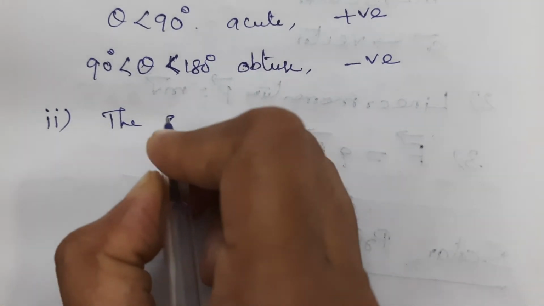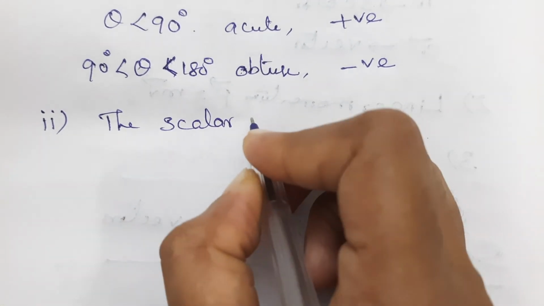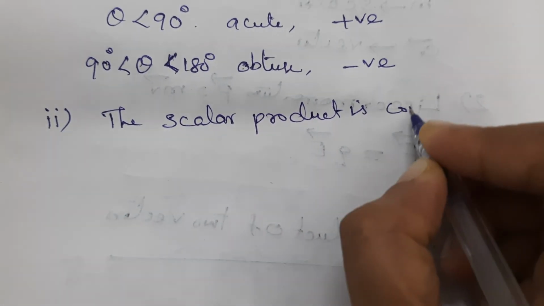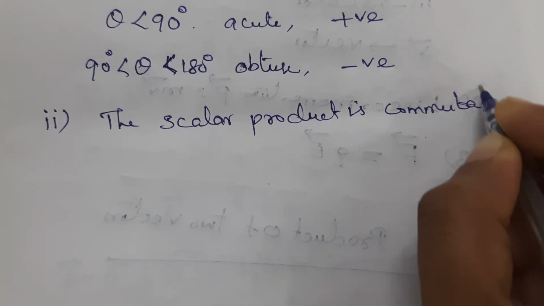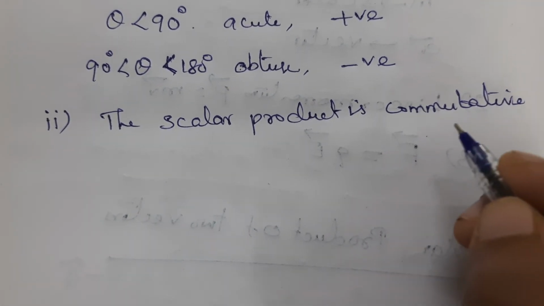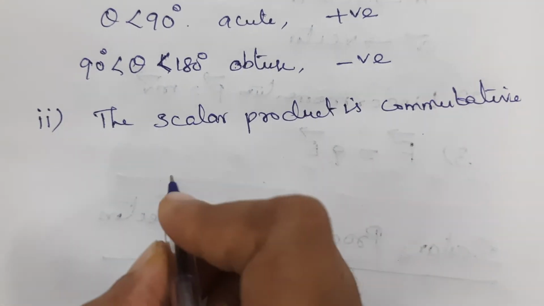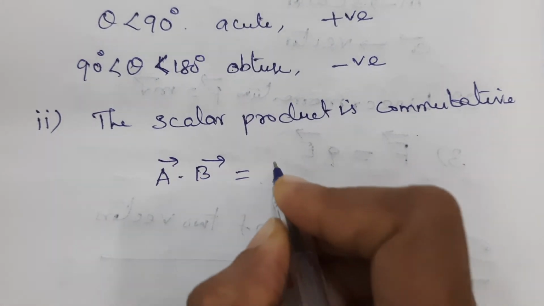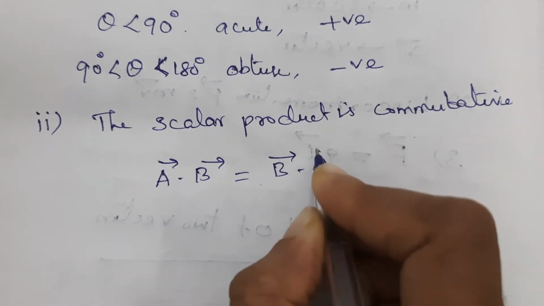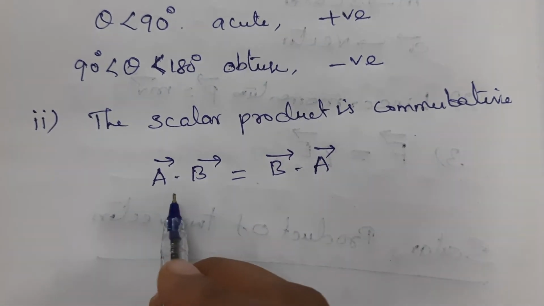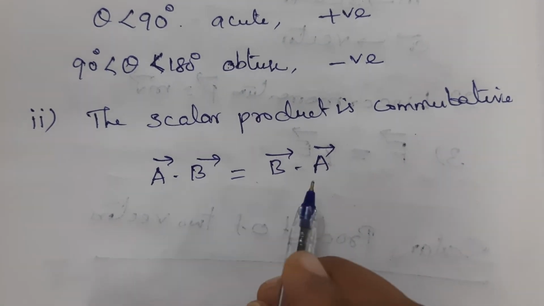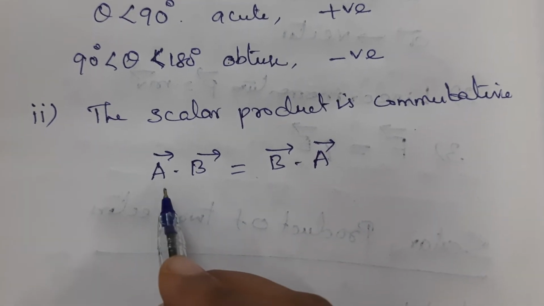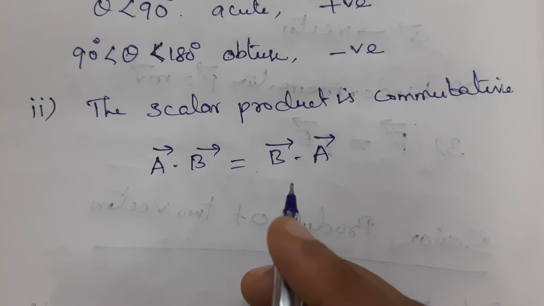Second property. The scalar product is commutative. Commutative means A dot B will be equal to B dot A. Both the scalar products are the same. A dot B equals B dot A.